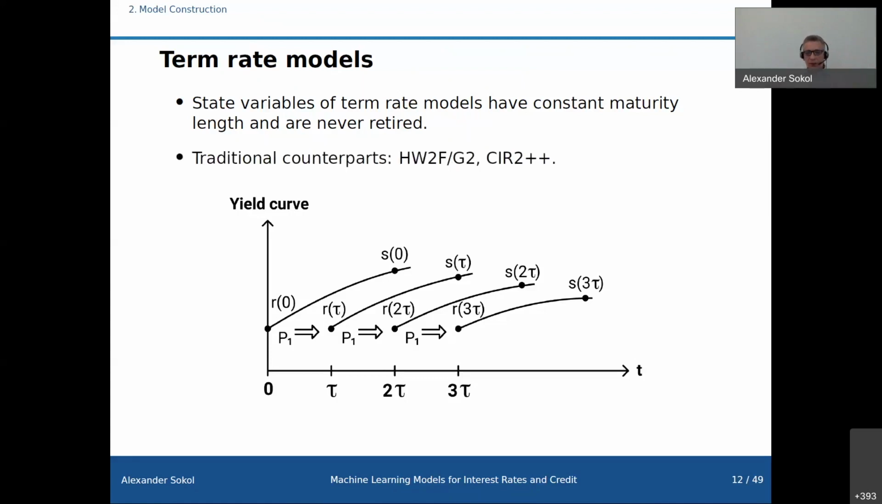And traditional counterparts of this model are what's called short rate models. But short rate model is a bit of a misnomer because one-factor short rate models have one risk factor, or risk driver rather, the short rate, and also one state, the short rate. And of course, there's the downfall of these models because they can only predict parallel shifts of the yield curve, or at least 100% correlated shifts.